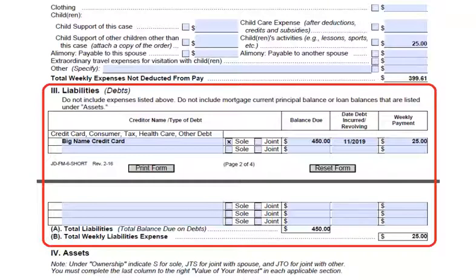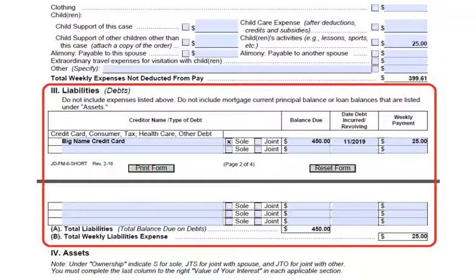spouse or another person. In the box for the column labeled Balance Due, enter the amount left on the debt. In the next column, labeled Date Debt Incurred Revolving, enter the date the debt began. In the last column, calculate the weekly payment on the debt. Again, if the debt is not paid weekly, calculate the yearly cost and divide by 52.